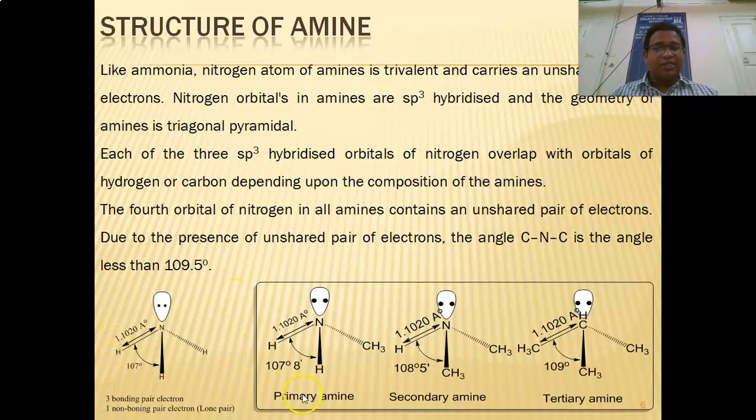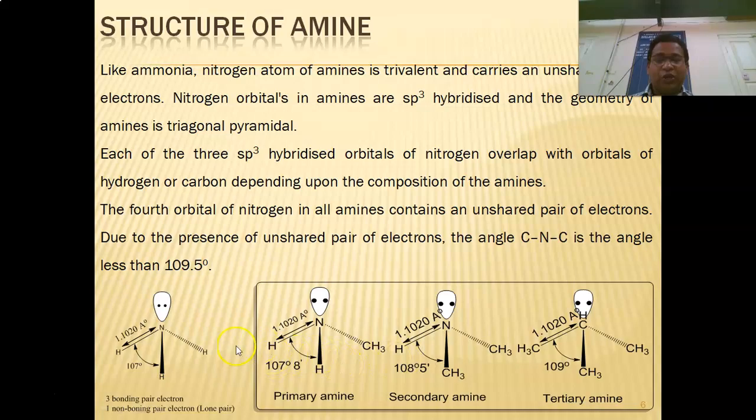If you consider the primary, secondary and tertiary amines, the bond angle increases considerably. So here, primary amines are those in which one of the hydrogens is replaced with an alkyl or aryl group.